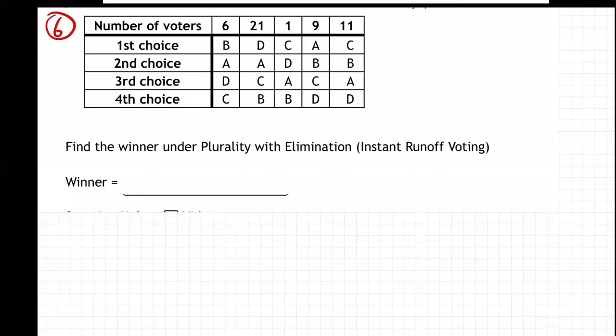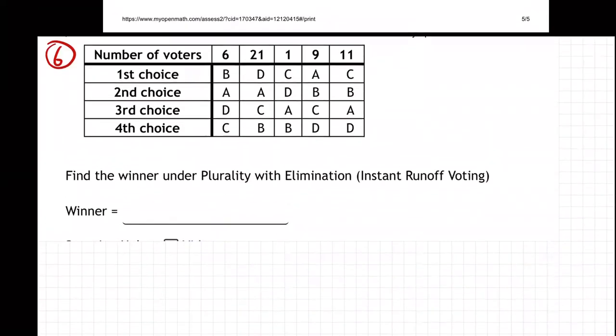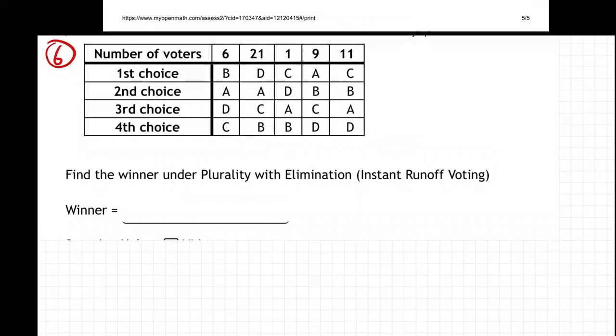All right, so in this example, we are going to do what they're asking us to do, which is plurality with elimination. It's also called instant runoff voting. This, by the way, is the method that is used when they pick an Olympic city. We don't use this in the United States in political voting, but for the Winter and the Summer Olympics, a bunch of cities bid on it, right? Cities in America, cities in other countries, right?